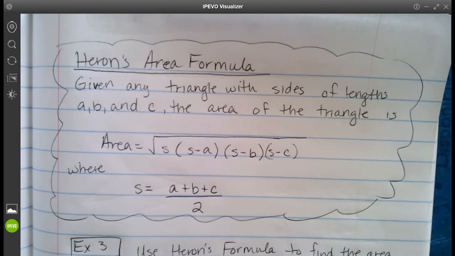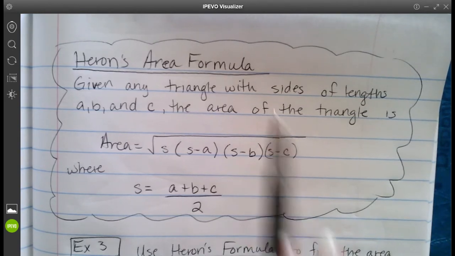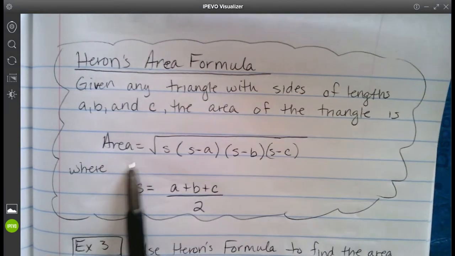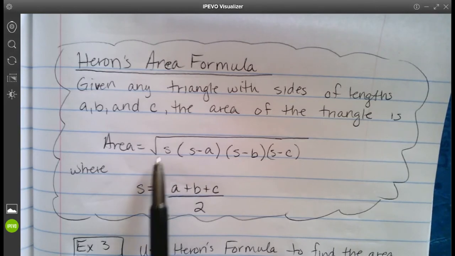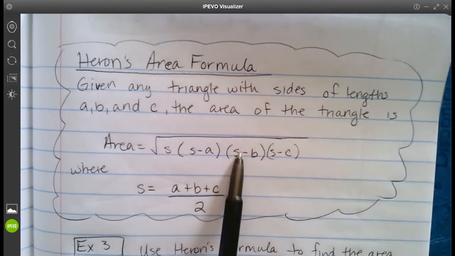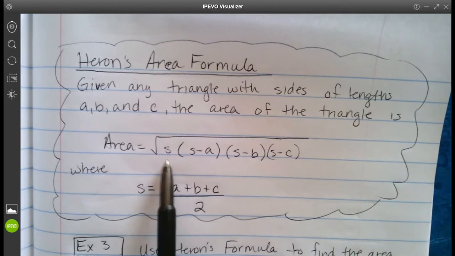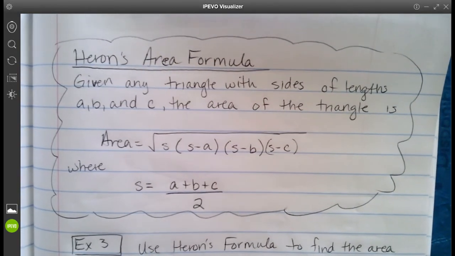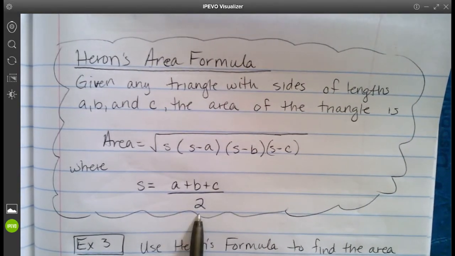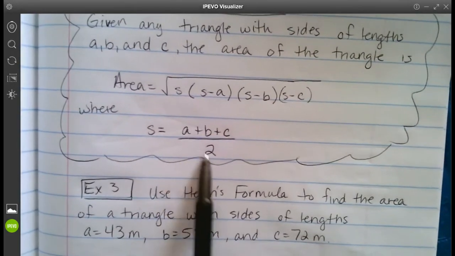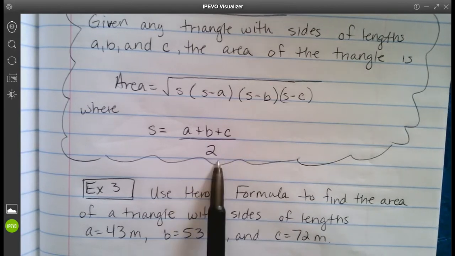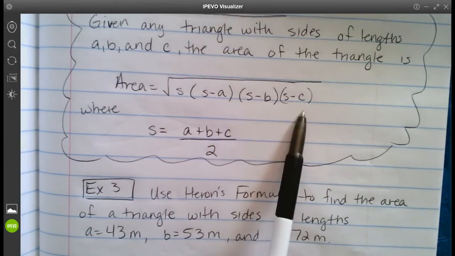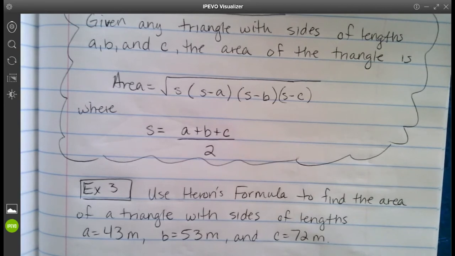And this one is pretty useful because it'll work most of the time, as long as you have all the sides. Okay, so the formula goes that we take the square root of s times s minus a times s minus b times s minus c, where s is basically the sum of the sides divided by 2. So basically add the 3 sides, divide them by 2, and then just plug it into the formula. Really, really basic stuff. So let's look at an example.